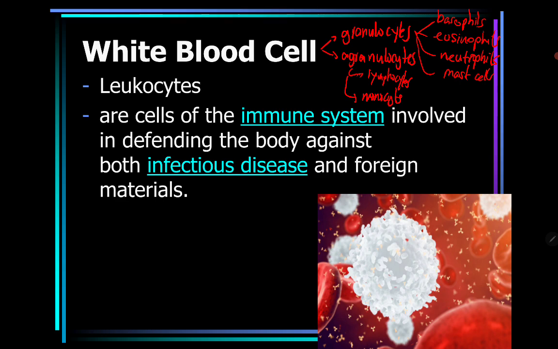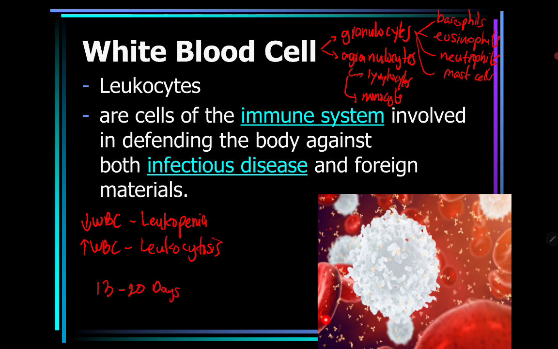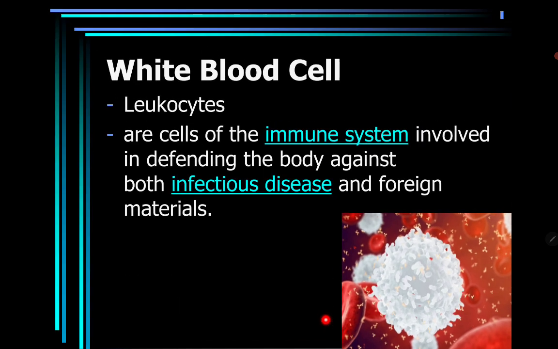So if there are few WBC or low WBC, the term for that is leukopenia. So leukopenia is a decrease in WBC, and if there is an increase in WBC, that is leukocytosis. The lifespan of the WBC ranges from 13 to 20 days, after which they are destroyed by the lymphatic system. So that's for the WBC.